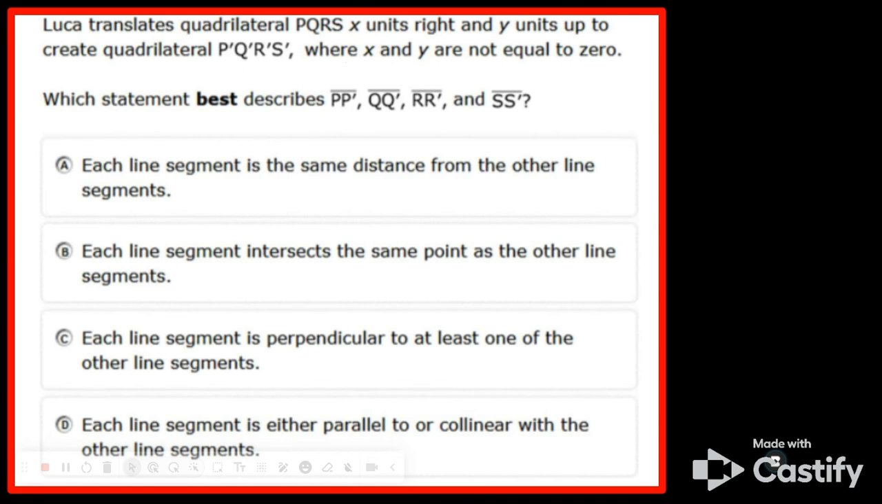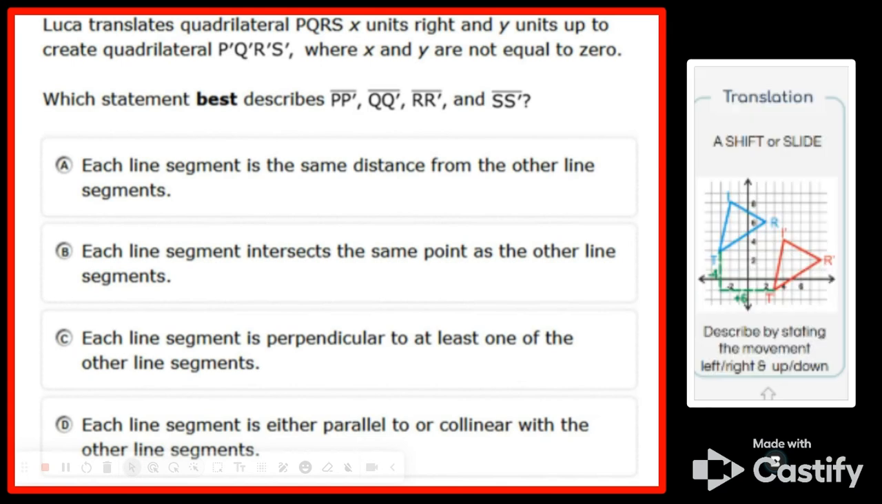So we want to know which statement best describes the change of P to P prime, Q to Q prime, R to R prime, and S to S prime, the distance between. So what best describes the distance between P to P prime, Q to Q prime, R to R prime, and S to S prime? It's very important, again, to remember that when it comes to translation, we are talking about a shift or a slide. So again, it's describing the movement left, right, up, down. So let's look at all 4 of these choices and then find our actual answer that's pretty simple.